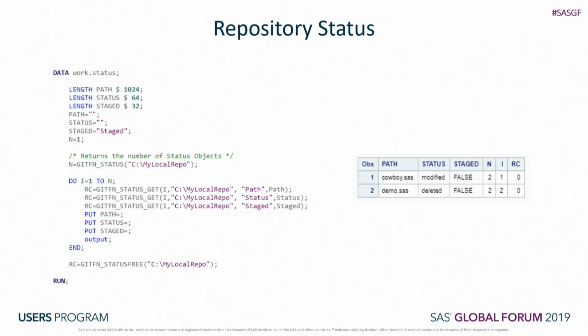And this is an example of the code. To the left, we initialize some variables. We run the status function, and we get the count back, and we start looping through. And then we can access each property. And to the right is the example output. So you can see cowboy.sas was modified, and it's not staged. And demo.sas was deleted, and it's not staged.